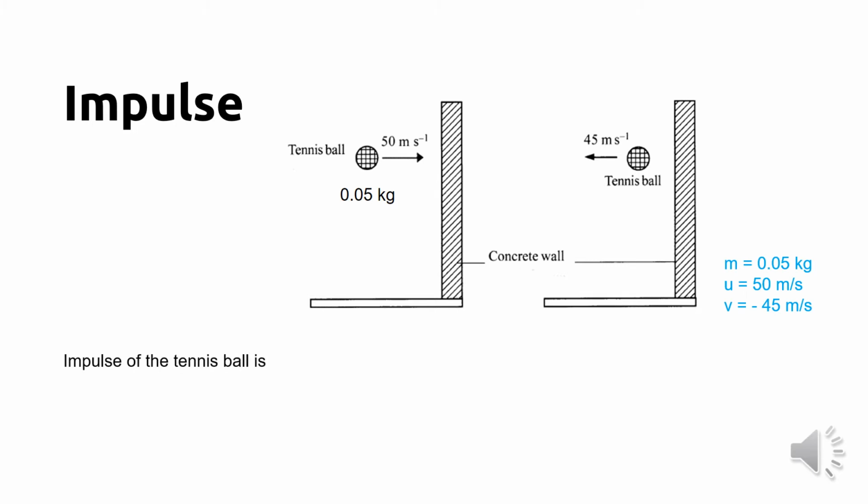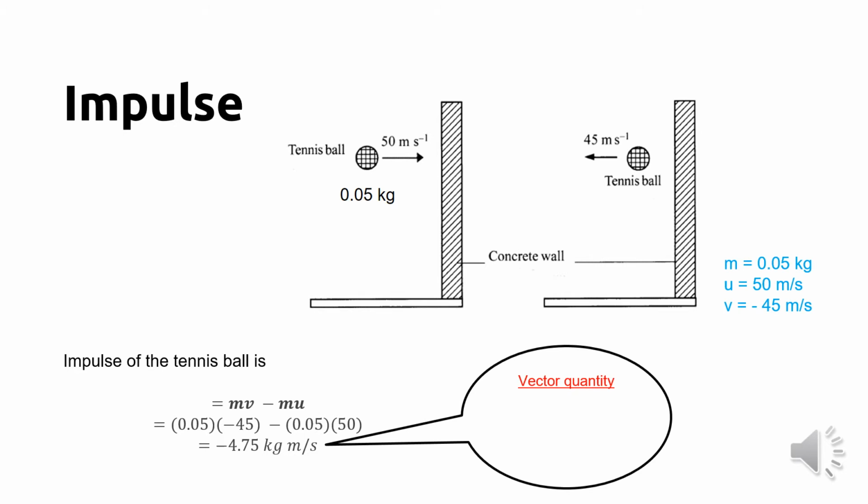So, to calculate the impulse of the tennis ball, we use the formula mv minus mu. When we put the values into the formula, we will get the impulse of the tennis ball is negative 4.75 kg meter per second. And impulse is a vector quantity. So, the negative sign here means the impulse was in the left direction.